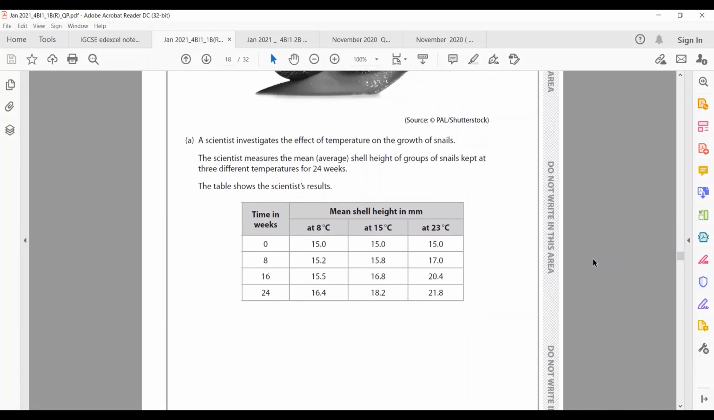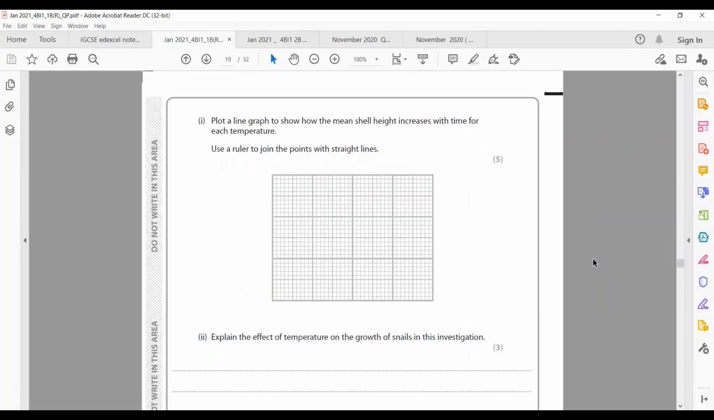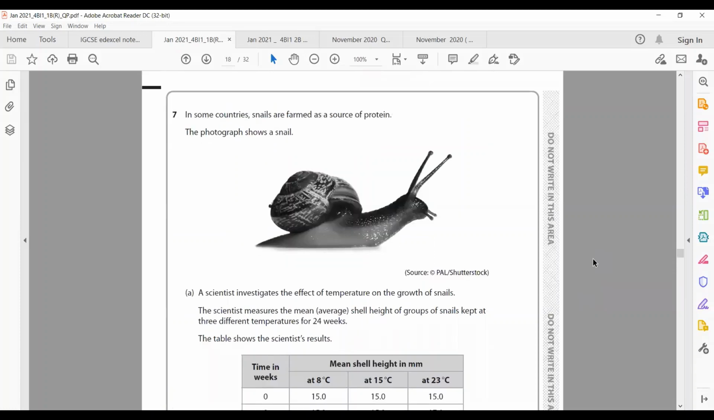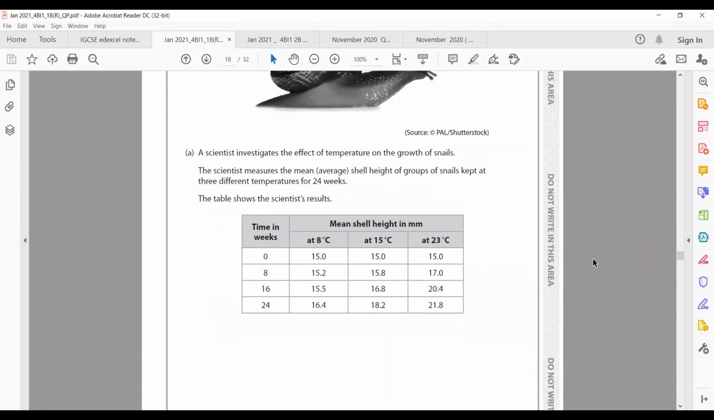Explain the effect of temperature on the growth of snails in this investigation. Of course I'll use the table. Miss, can you show me the question again? Yes, of course. Explain the effect of temperature on the growth. Okay. As the temperature increases, the mean shell height of the snail increases as well.